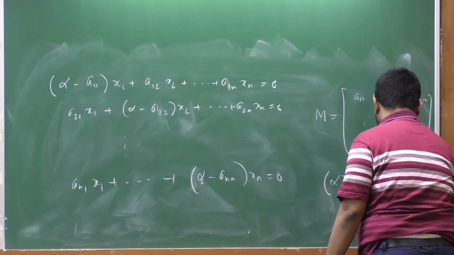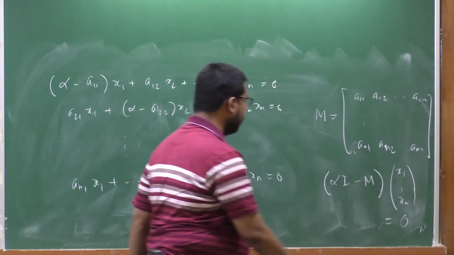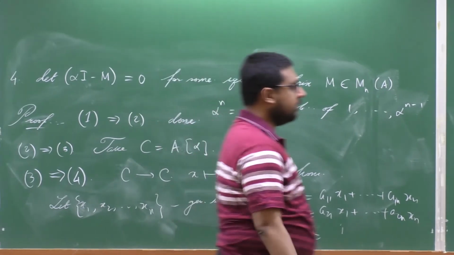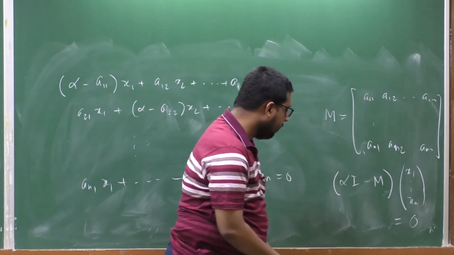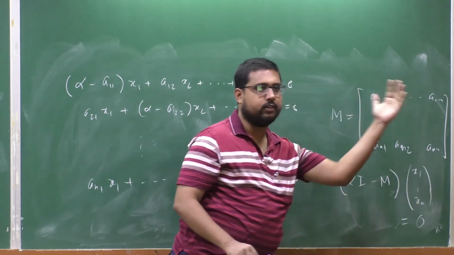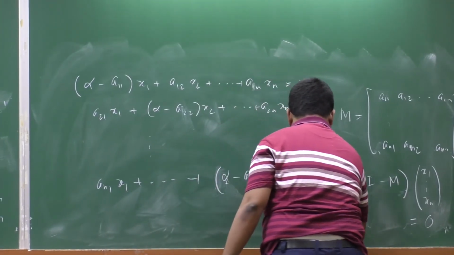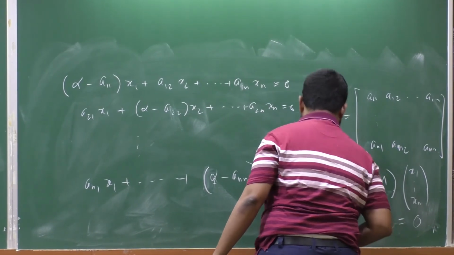is going to be 0, right. Since this is a generating set, all xi's cannot be 0. So that means this has a non-trivial solution, and another way to interpret that is that the columns of this matrix have some linear dependence, and that will result in the determinant being 0. So this results in the determinant of alpha I minus M being simply 0.